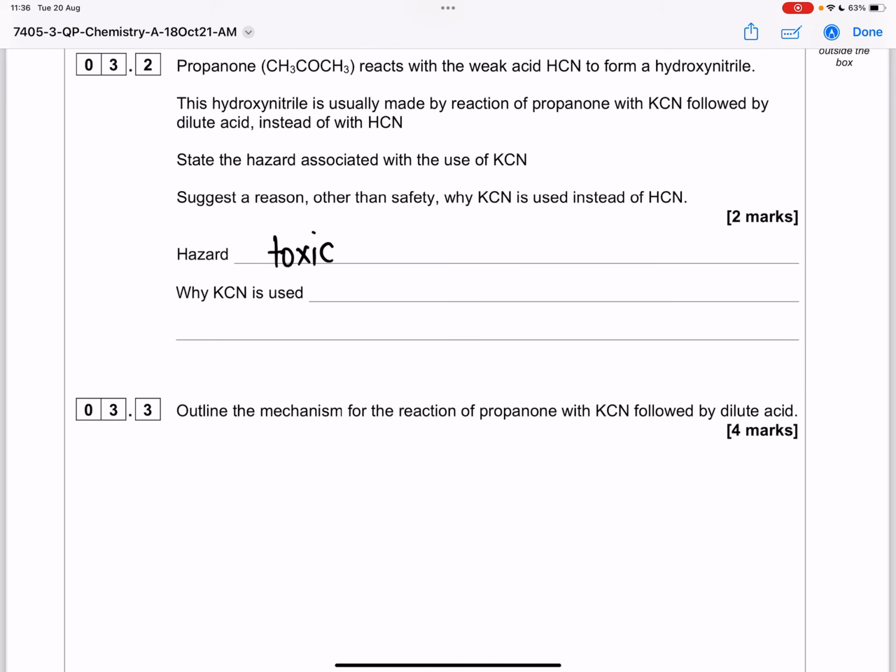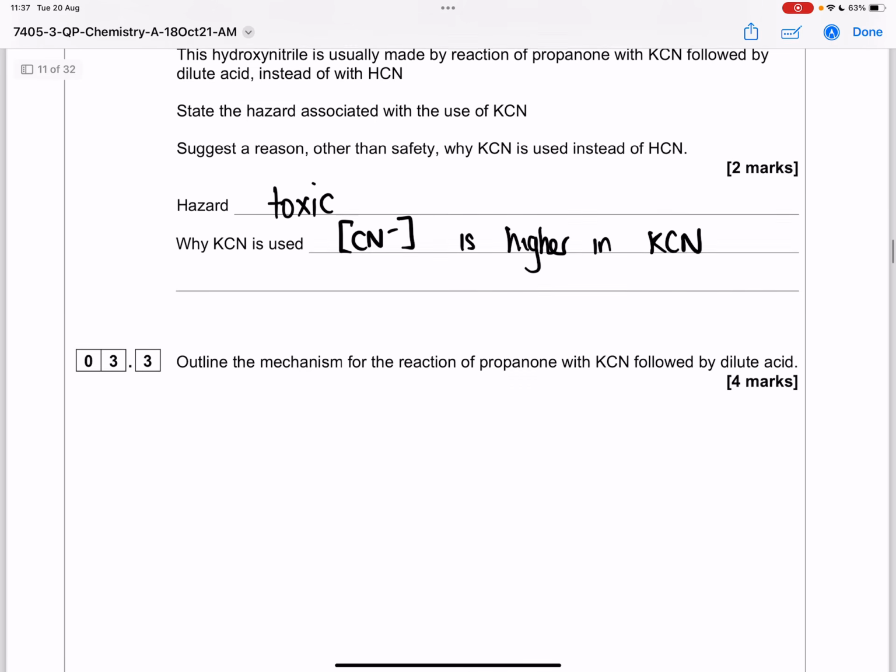Why would we use KCN instead of HCN? Well, the concentration of CN minus ions is higher in KCN. KCN is ionic, HCN is covalent. Or you could say that HCN is a weak acid, it only partially dissociates. KCN is ionic, so fully dissociates. So that is why we use KCN instead.